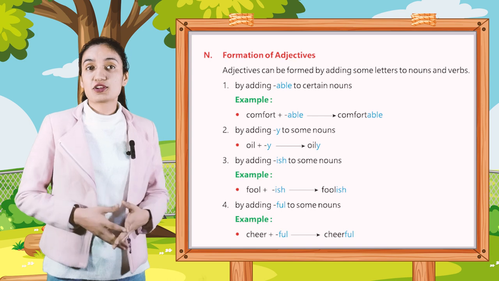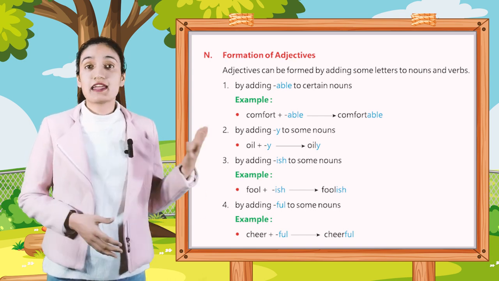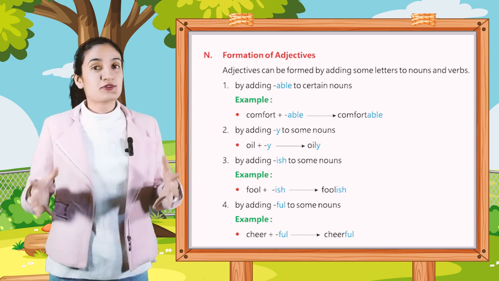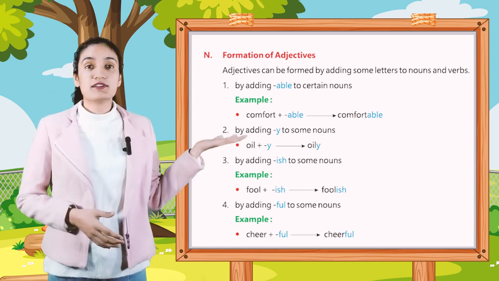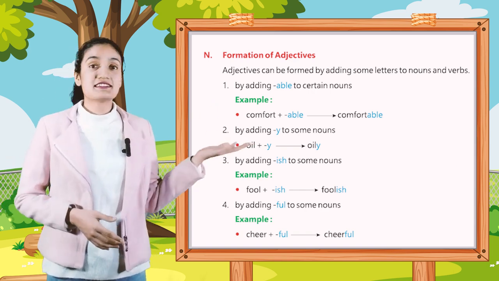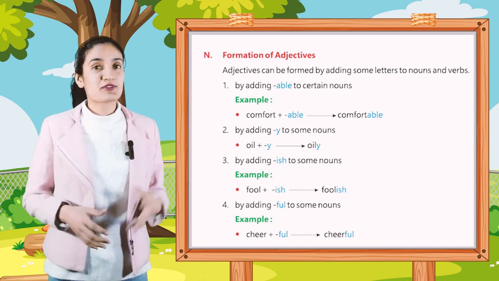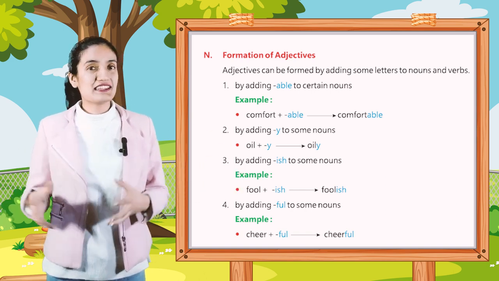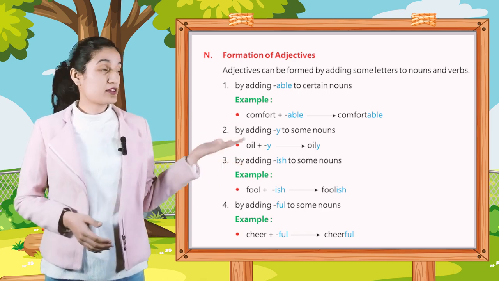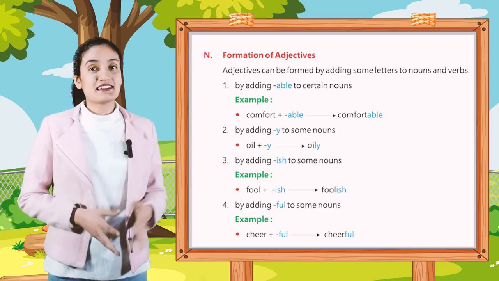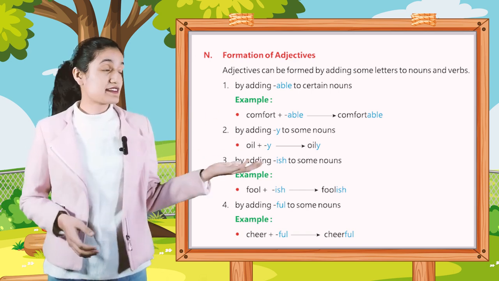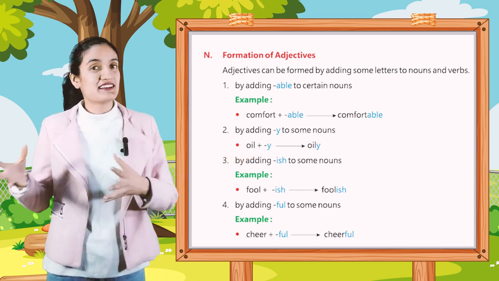N. Formation of adjectives. Adjectives can be formed by adding some letters to nouns and verbs. First, by adding able to certain nouns. Example, comfort plus able, it is comfortable. Second, by adding y to some nouns. Oil plus y, oily. Third, by adding ish to some nouns. Example, fool plus ish, it is foolish. Fourth, by adding ful to some nouns. Example, cheer plus ful, it's cheerful.